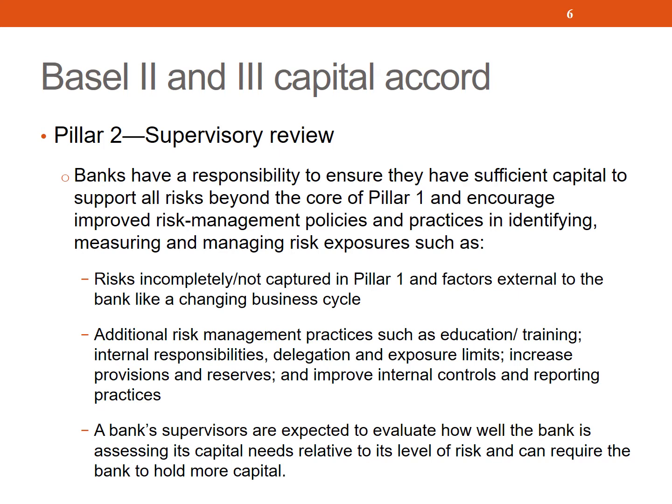Pillar 2 looks at supervisory review, where banks have a responsibility to make sure they have enough capital to support all risks beyond those of Pillar 1 and to encourage improved risk management policies and practices in identifying, measuring, and managing risk exposures. For example, risks that aren't captured by Pillar 1, additional risk management practices such as education and training, and bank supervisors are expected to evaluate how well the bank is assessing its capital needs relative to its level of risk, and the bank's supervisors or regulators can require the bank to hold more capital.